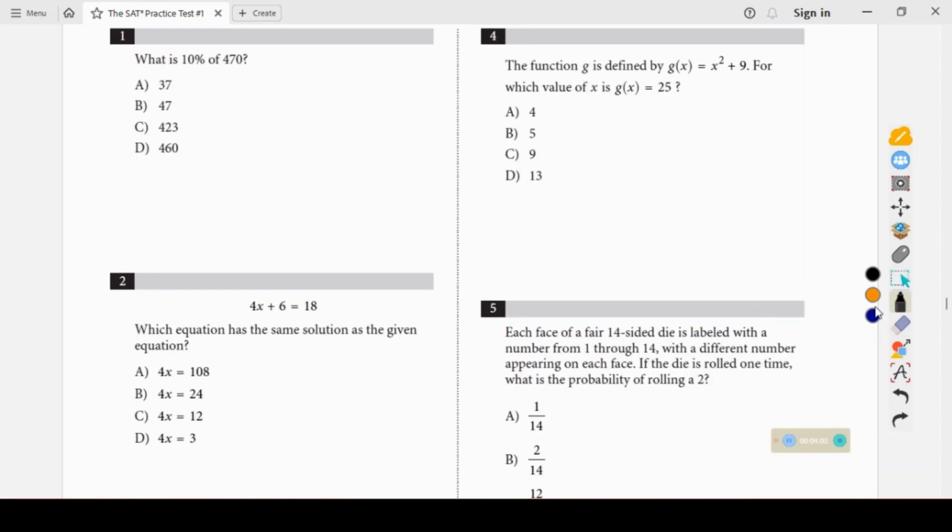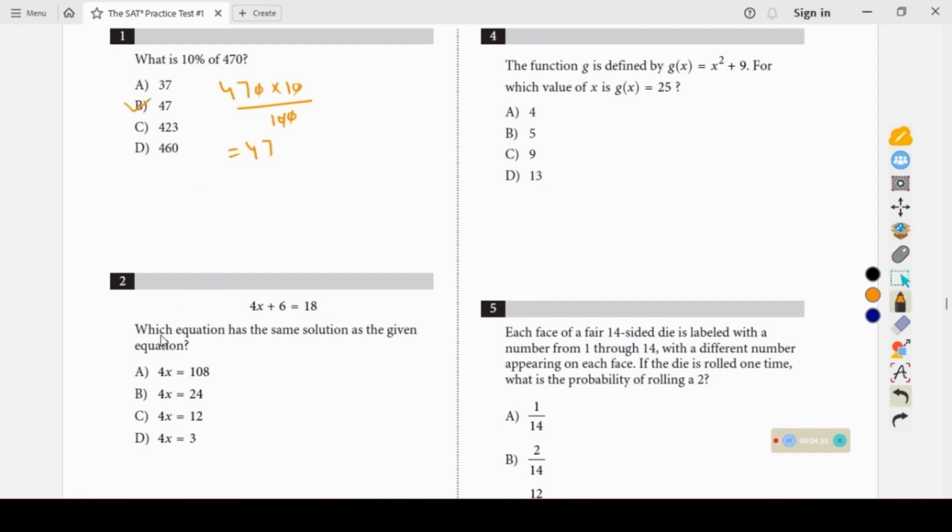Our first question is, what is 10% of 470? So just multiply 470 with 10 and divide by 100. Both zeros will be cancelled out and the answer is 47. So 47 is the right answer.